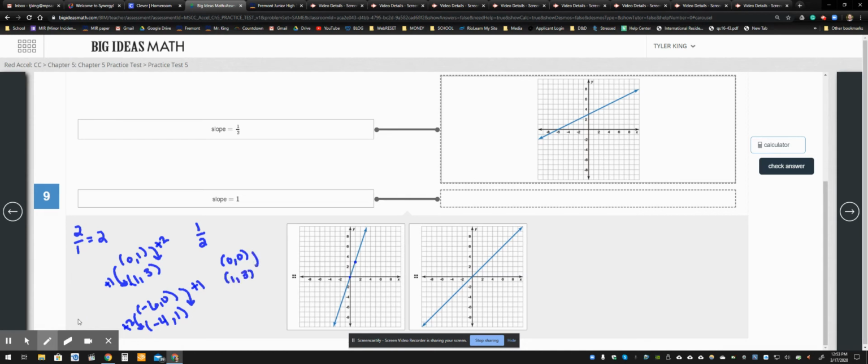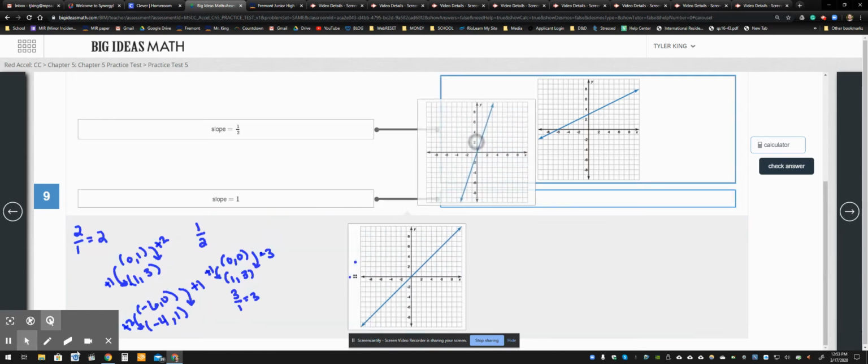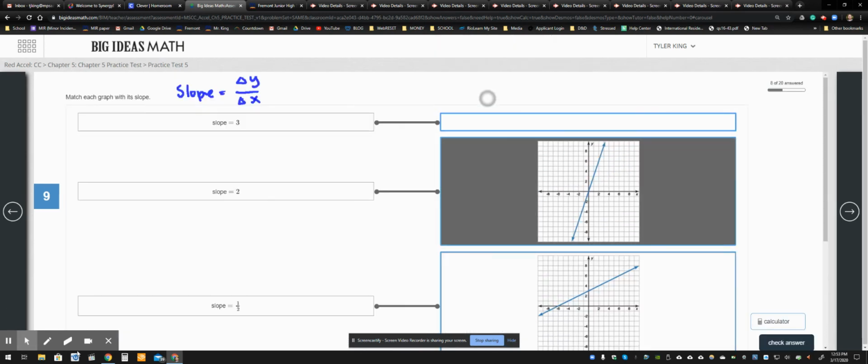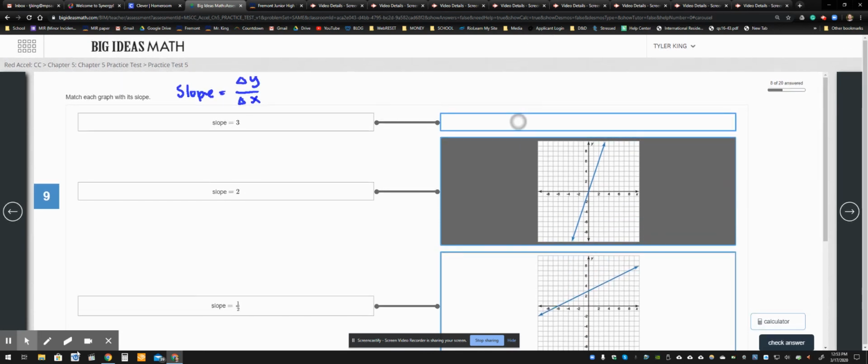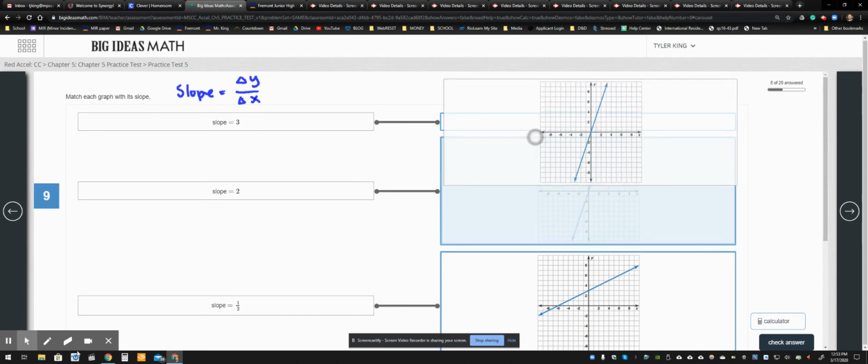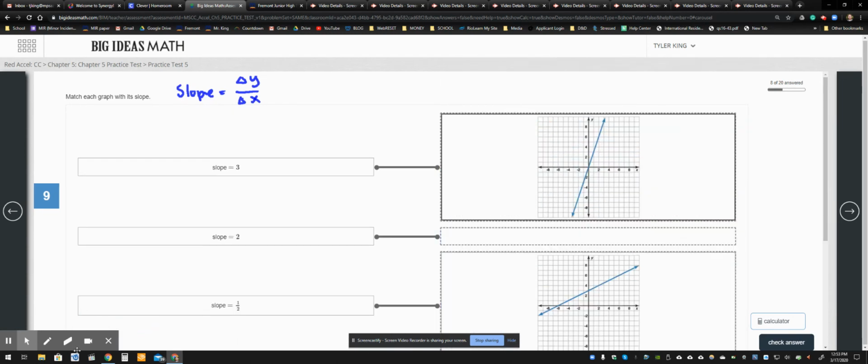Looking at our change in y, we see we go from 0 to 3, which is plus 3. We go from 0 to 1, which is plus 1. So our slope is going to be 3 over 1, which is just equal to 3. So for this next one, we'd be able to put it in for the slope of 3, which should be this top one. There. So that's the 3.